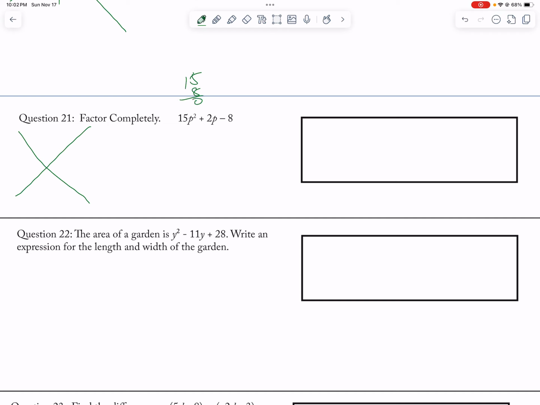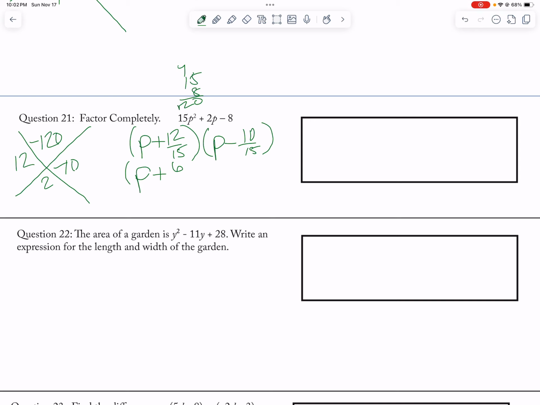And then 15 and 8 is 120 on the top. So then that's a 12 and a 10, and I want that to be negative. So then I have a p plus 12 over 15. P minus 10 over 15. So I have a p plus 6 over 5. And I have a p minus 2 over 3. So then I have a 5p plus 6 and a 3p minus 2.